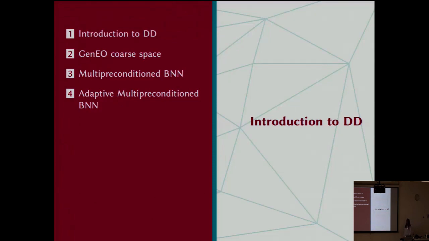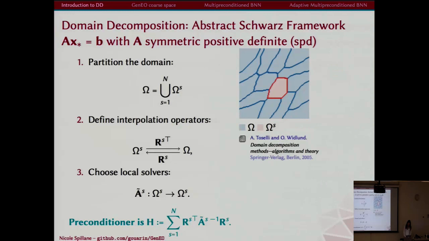So we start with an introduction to domain decomposition, and to domain decomposition in what we call the abstract Schwarz framework. If you don't know about domain decomposition, this is the book that you should be reading, by Toselli and Widlund. If we're given a problem, which is to solve A x star equals b with a symmetric positive definite matrix, we can define a whole lot of domain decomposition methods by doing the following procedure. The first thing you need to do is take your computational domain Omega and partition it into subdomains. Okay, so that's pretty simple.